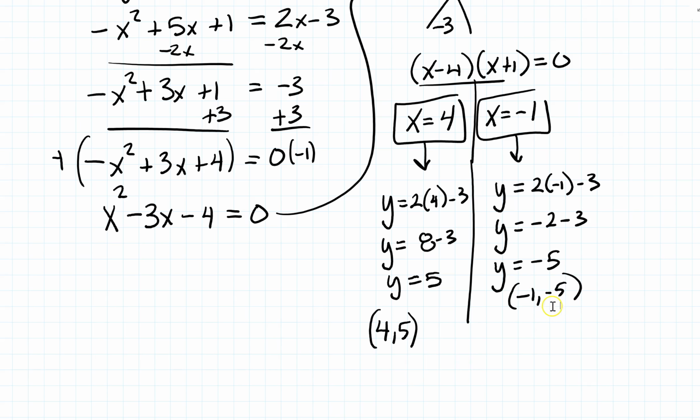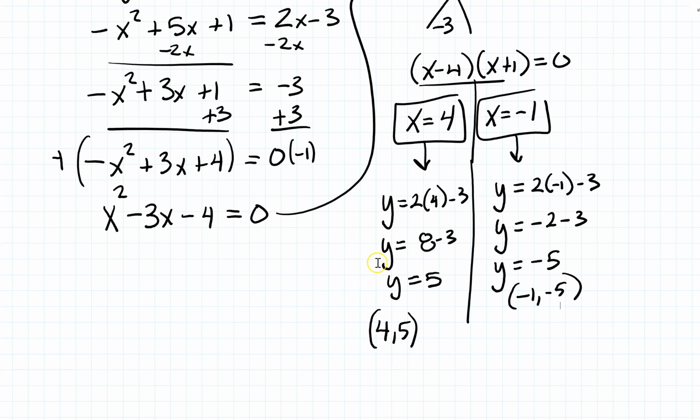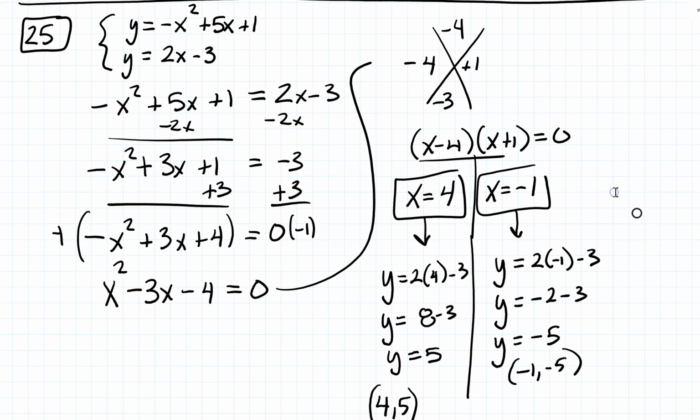So I see (4, 5) and then (negative 1, negative 5). If I look back at the picture, notice I get (4, 5) and (negative 1, negative 5). Those are the algebraic solutions to what we solved for in number 25.